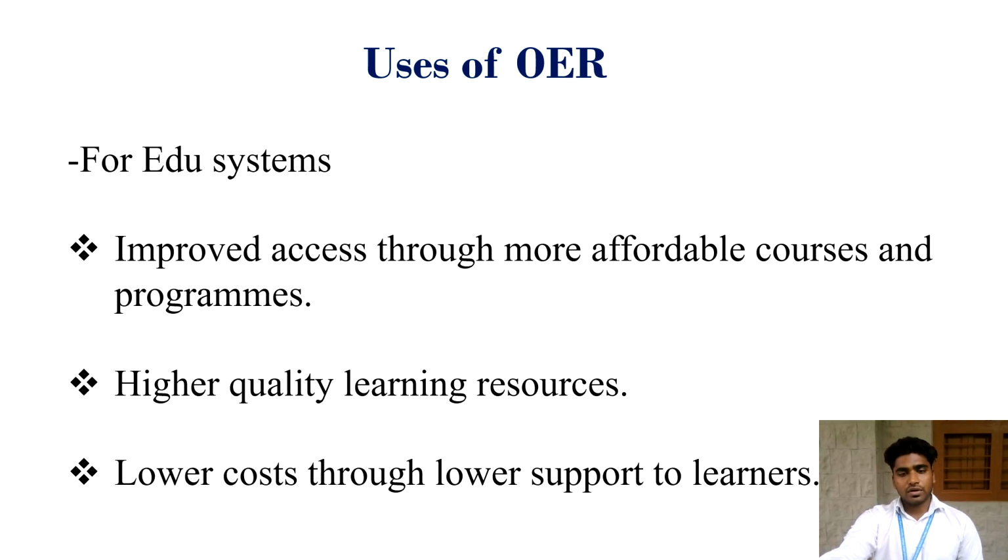For the system, for education levels, improved access through more affordable courses and programs. So students can access more journals or study materials, and courses and programs are also affordable. Suppose we take the Bachelor of Education program, with its 4 semesters, the PDF-sized materials or OER materials will be less costly. So students will benefit from less cost compared to hard copies. Then a PDF we can also take anywhere.